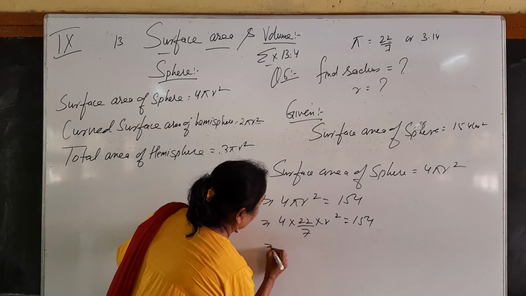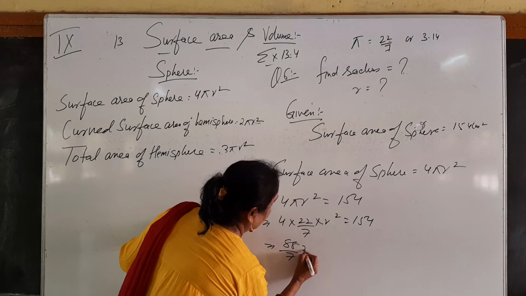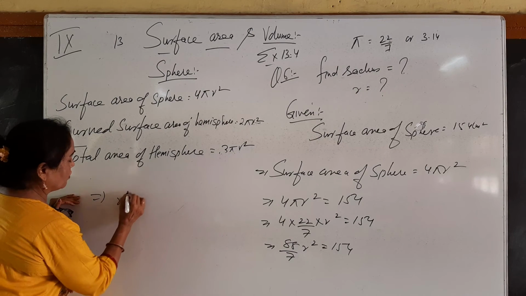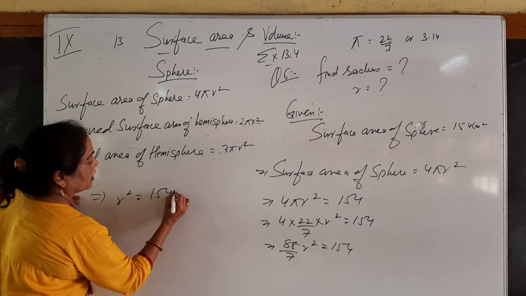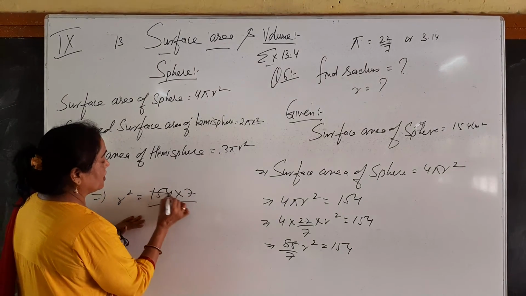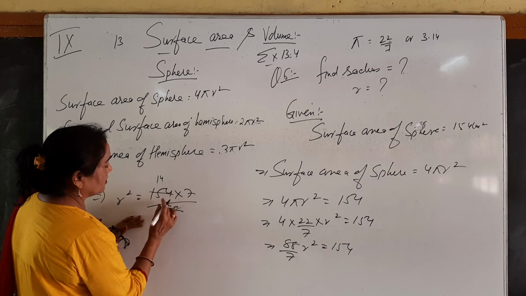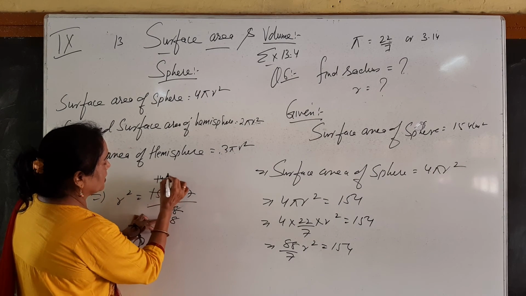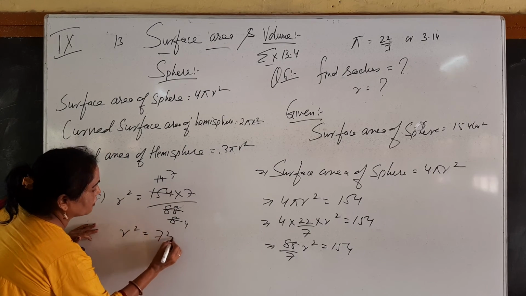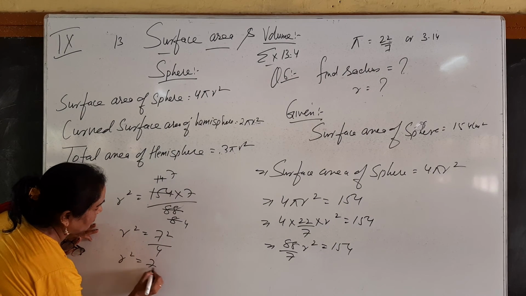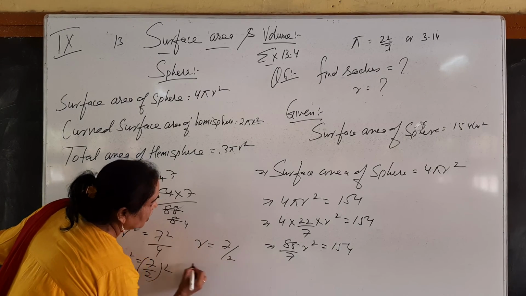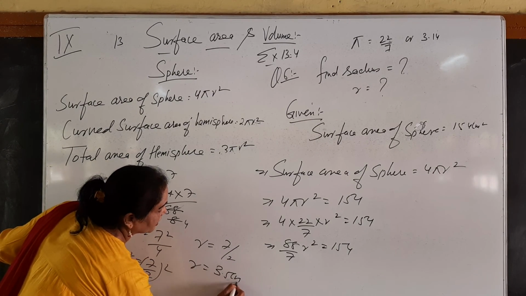So from here we get 88 by 7 r square equal to 154. Further, r square equal to 154 into 7 by 88. We will cancel by 11. 1 times 4, this is 8. Again, this will be 7. This is 4. So we get r square equal to 7 square by 4. r square equal to 7 by 2 whole square. The square cancels, so r will be 7 by 2. r equal to 3.5 centimeter.